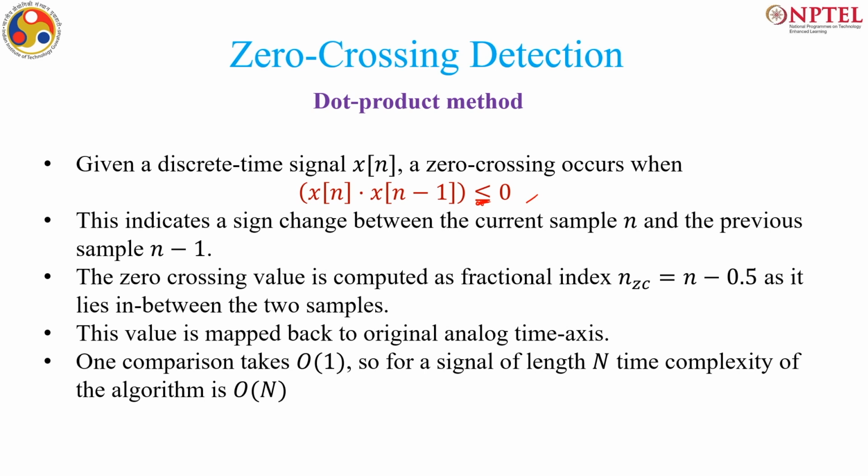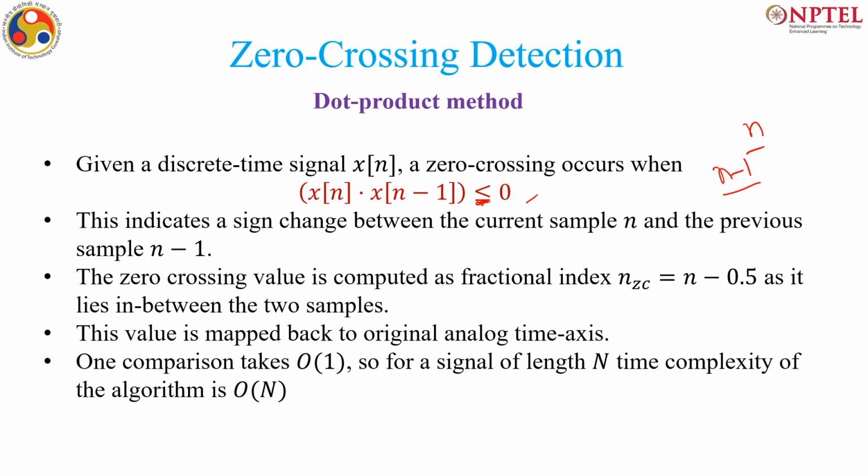But wait a minute. I know that at n and at n minus 1 the product is negative, which means that my 0 crossing is lying in between these two samples. But I need to find where it is lying, and more precisely I want to know in the analog time axis where that 0 crossing is happening. So, what do we do? In this case we can take the average. The average of n minus 1 and n will be n minus 0.5, or n minus half. This is typically taken as the estimated 0 crossing value.